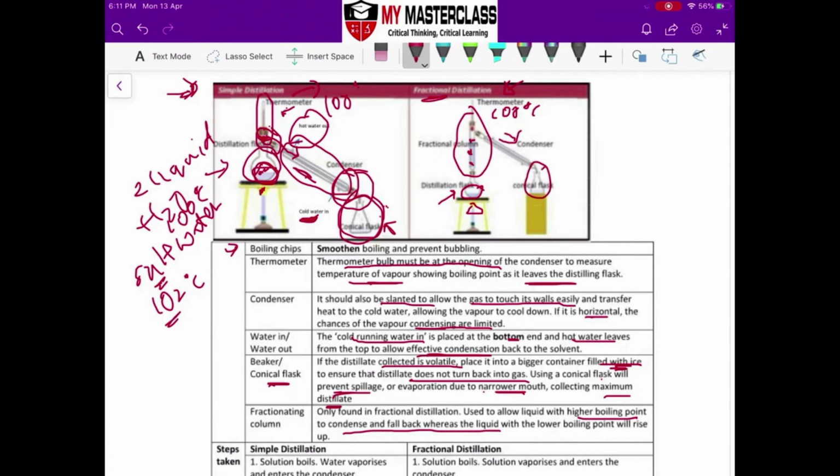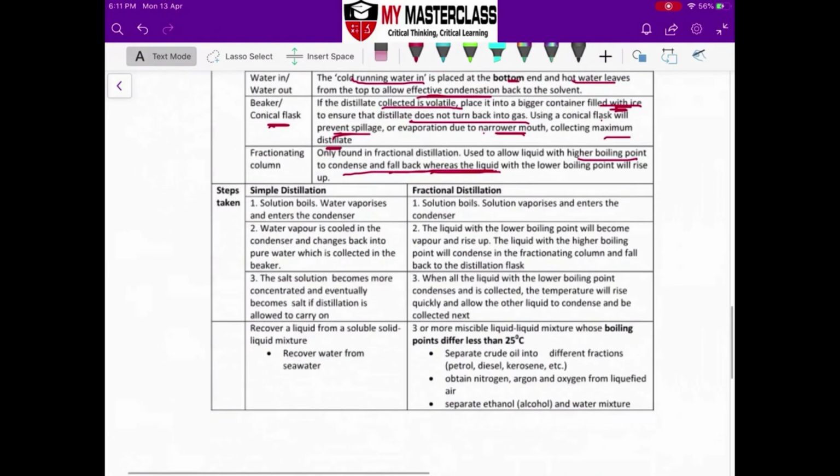So the fractionating column has glass beads inside. These glass beads provide a surface area to allow the liquid to condense back and fall back if it hasn't reached its boiling point. Let's look at the bottom. The setup we have already discussed: your solution boils, vaporizes and enters the condenser. When it enters the condenser, we know that it is the pure vapor because of the boiling point shown on the thermometer. In the condenser, it will cool and condense back into the distillate to be collected.